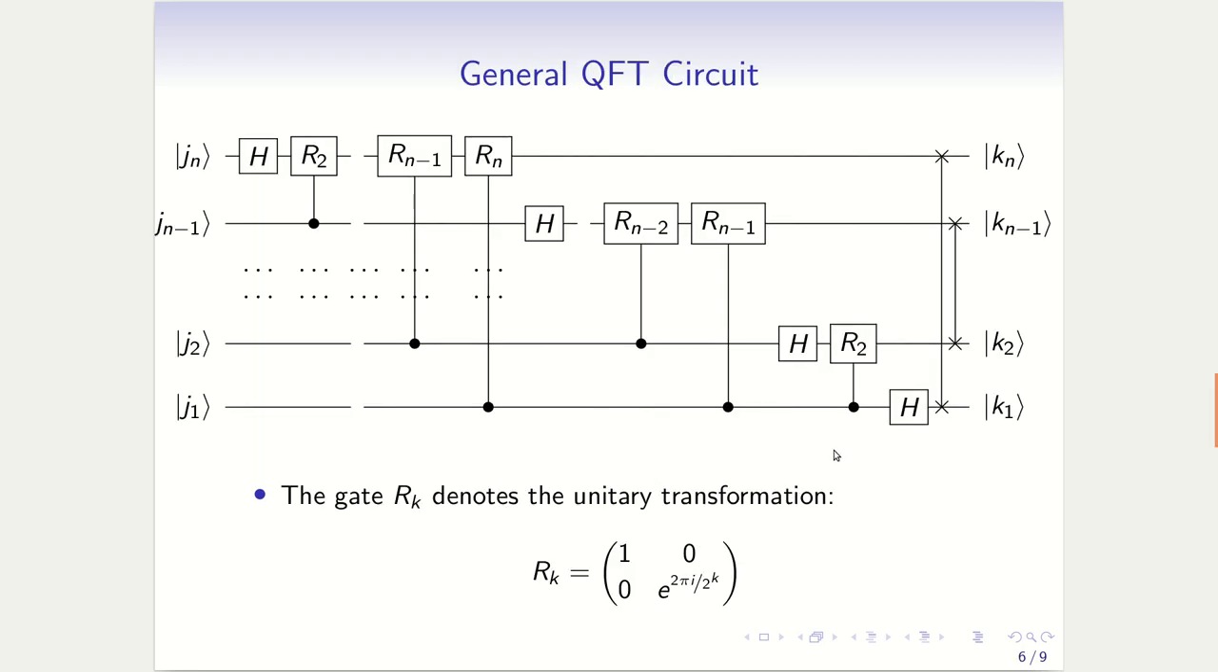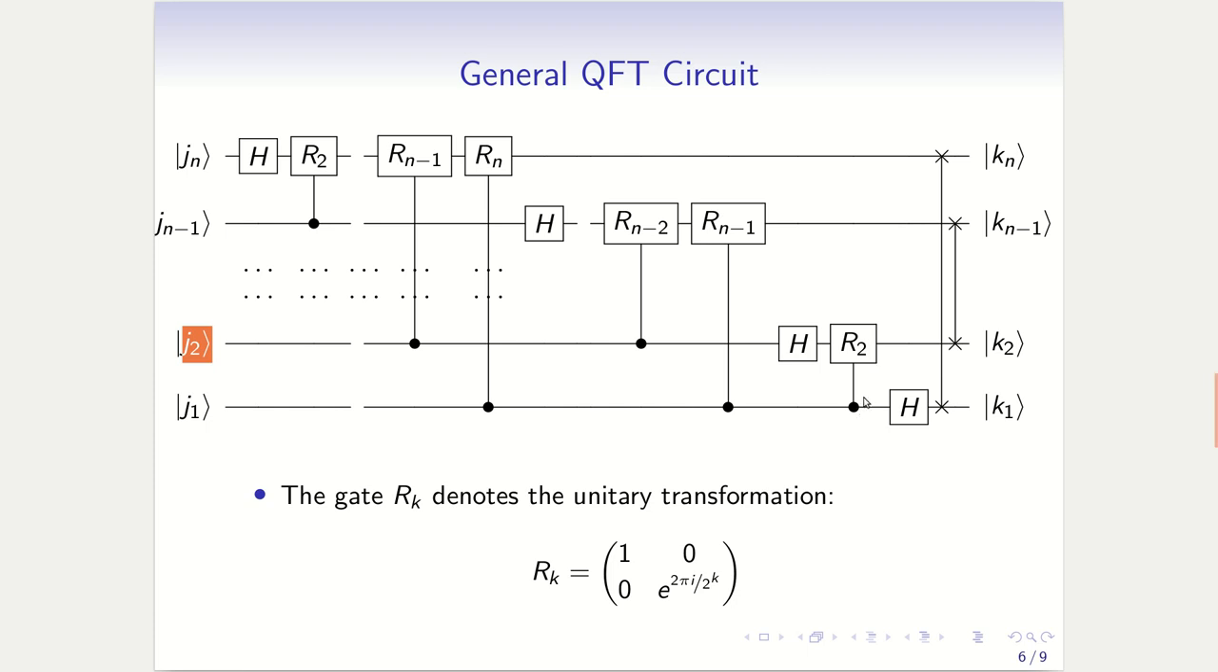This is a general quantum Fourier transform circuit. As you can see, we apply Hadamard first, and then we control by the rest of the qubits, and as a target we apply these rotation gates on the last qubit. Then the j(n-1) qubit also gets a Hadamard, and we control by the rest of the qubits. And finally, as you can see, j2 gets a Hadamard again, like all of them, but is only controlled by j1, which is rotated by R2.